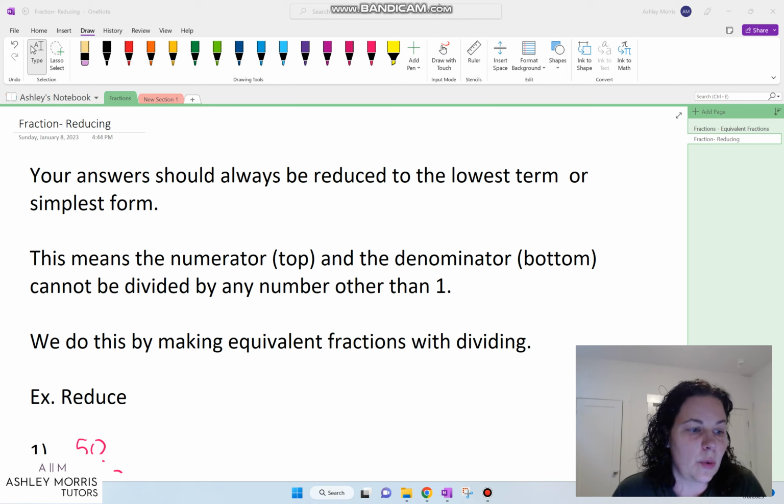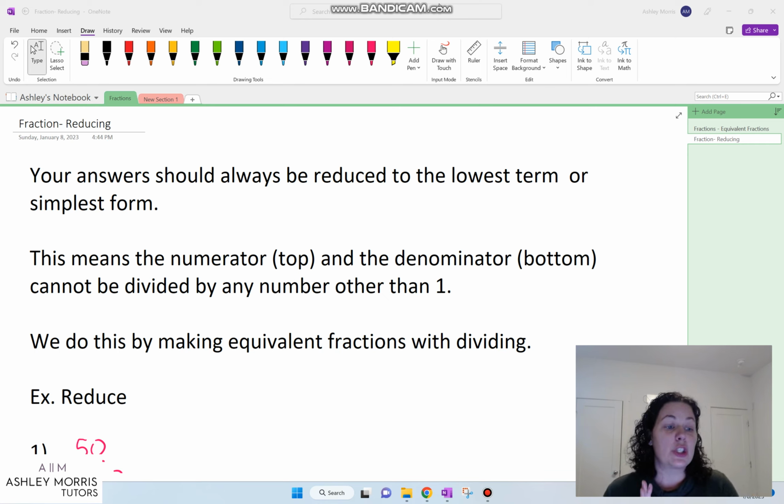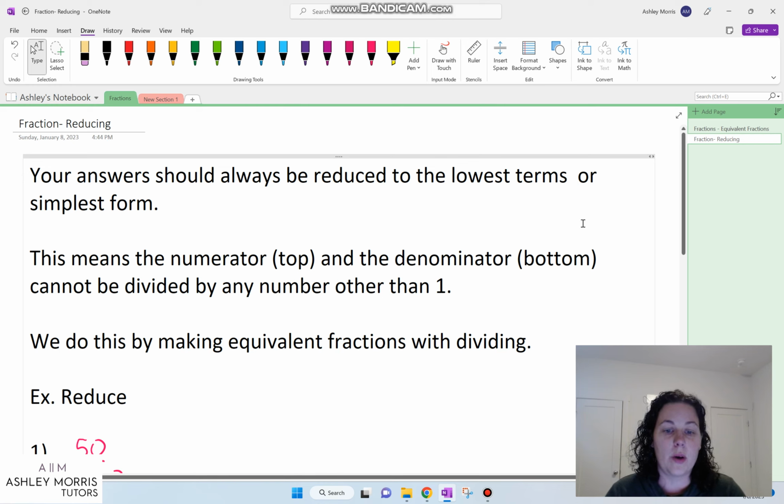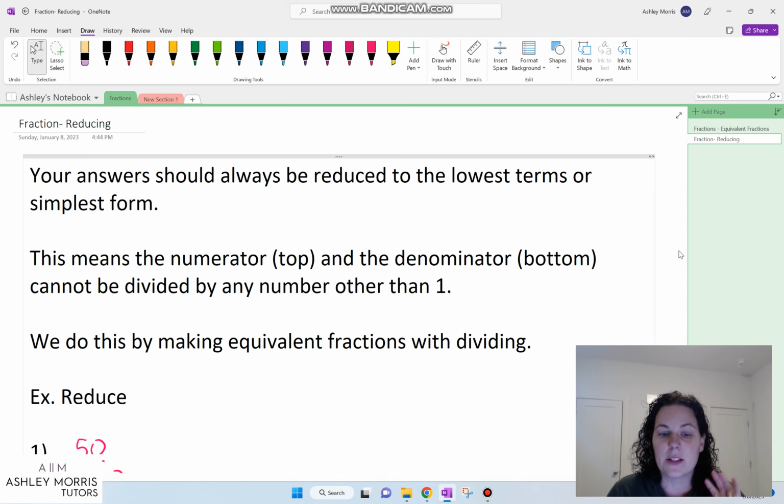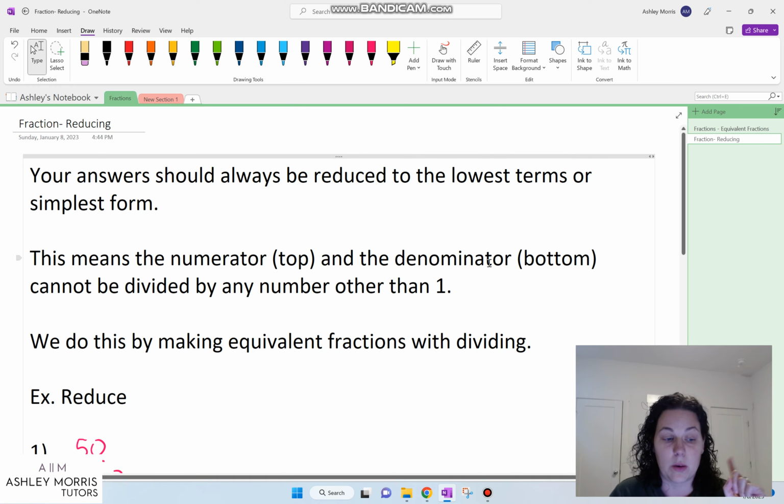In today's video, we're going to talk about reducing fractions. Remember, pause at any time, rewind, make sure you're getting all the information in your head and on your paper if you're taking notes. So when we talk about reducing fractions, we are saying they need to be in lowest terms or simplest form. And always, your answers should be in simplest form or reduced as far as it will go. This means that the numerator, which is on top, and the denominator on bottom cannot be divided by any number other than 1.